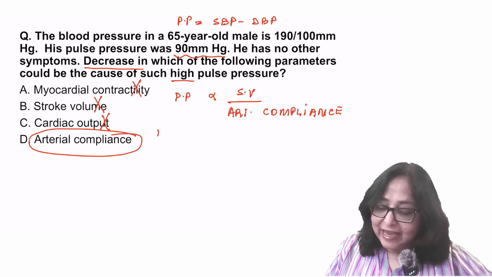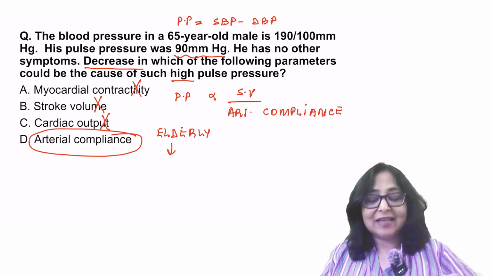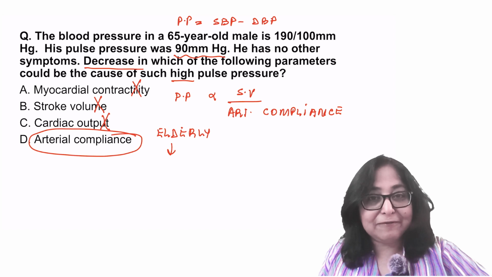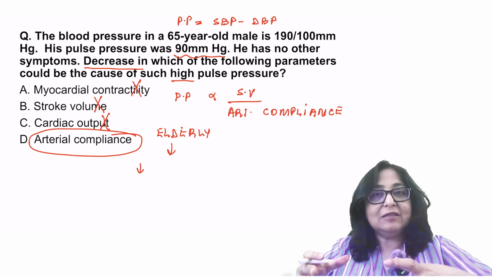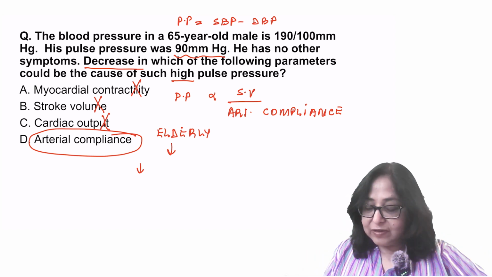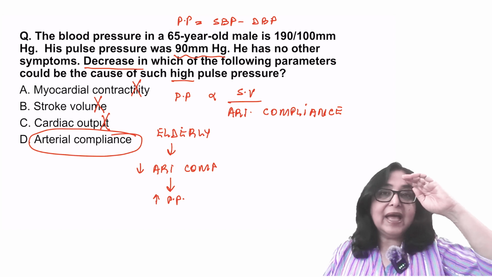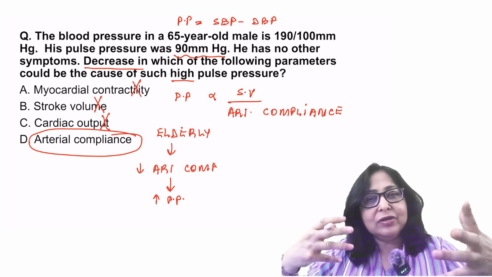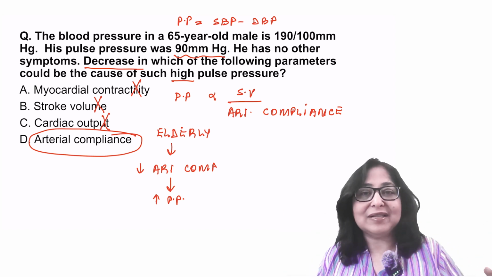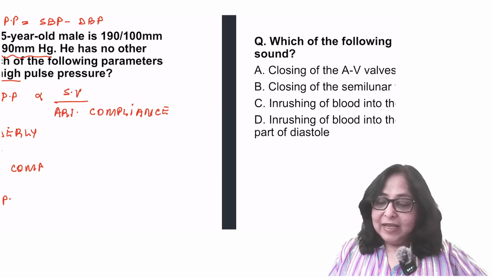See what happens in the elderly. In the elderly, there is sclerosis of the blood vessels. Blood vessels become stiff. So what will happen to the distensibility of these blood vessels? Reduces. So there is a decrease in arterial compliance, and that causes an increase in the pulse pressure. When you look at the blood pressure in the elderly, it may be 180 by 100, 190 by 100, wide pulse pressures because of a reduced arterial compliance. Let's look at the next one.